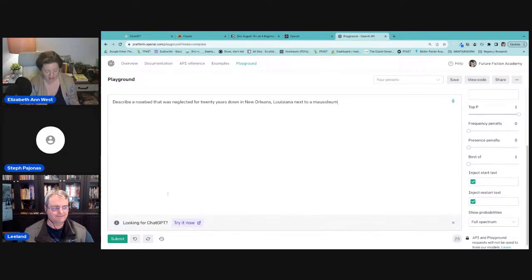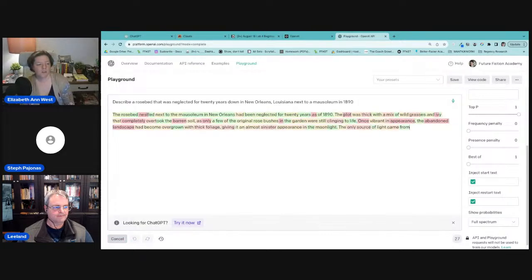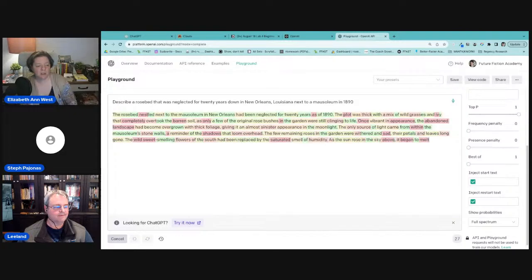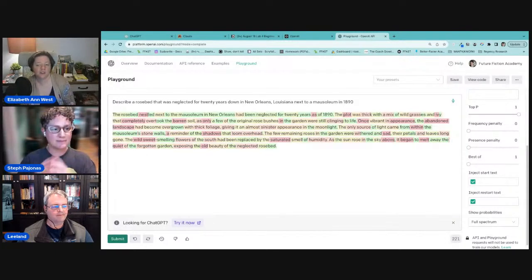In 1890. Oh, in 1890. Even better. Submit. The rosebed nestled next to the mausoleum in New Orleans had been neglected for 20 years as of 1890. The plot was thick with a mix of wild grasses and ivy that completely overtook the barren soil, as only a few of the original rose bushes in the garden were still clinging to life.